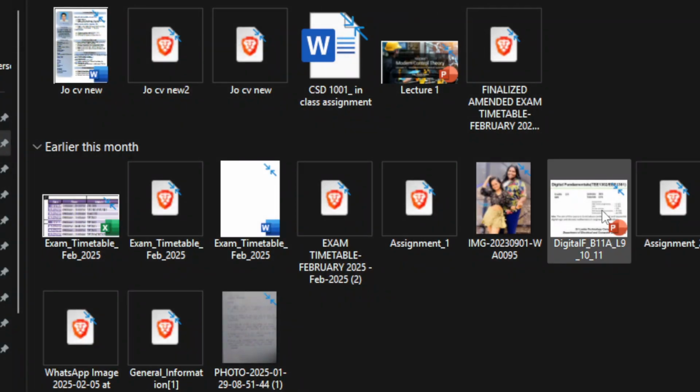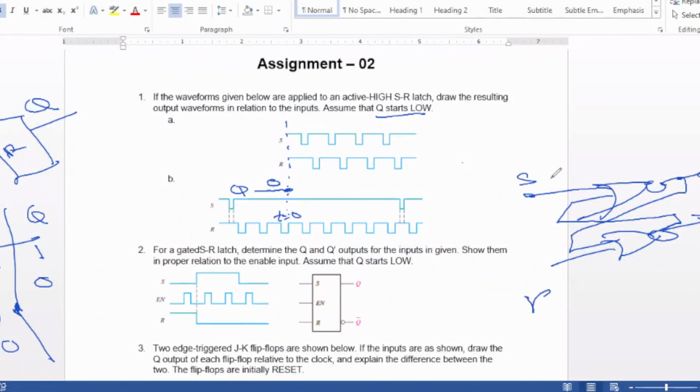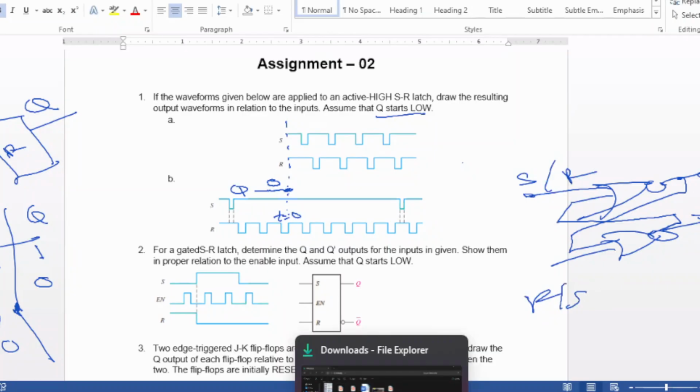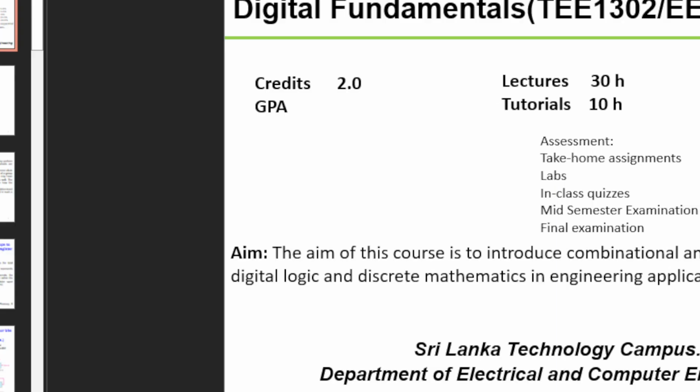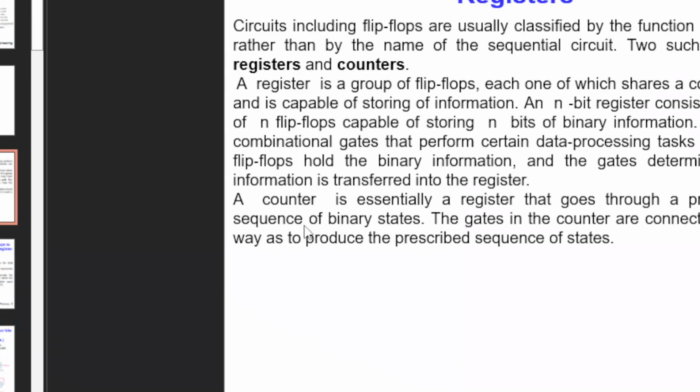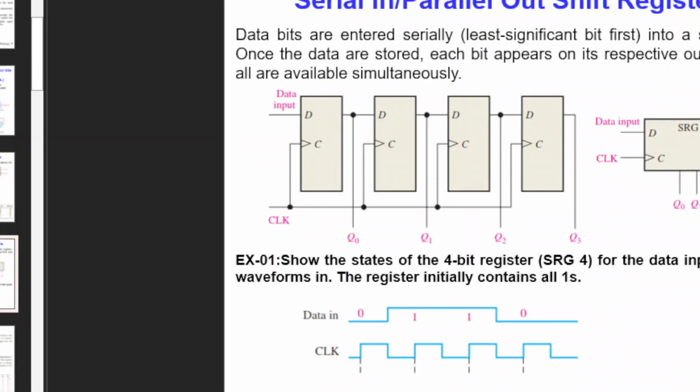Right. This S and R. I forgot which one is which. So S or R. Then you have the output Q and its complement, Q bar, right? So when the inputs are 0, 0 or 1, 1, what's the output? Check the note and tell me.